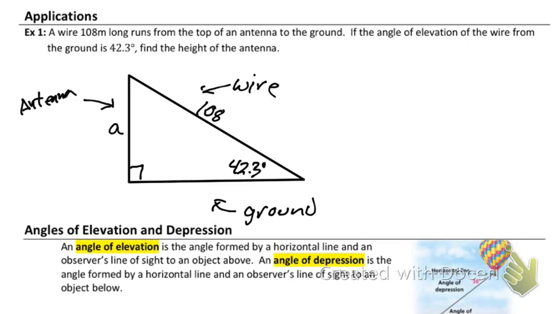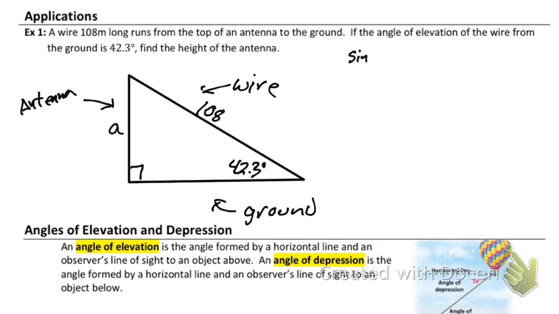Now, in almost all of these problems, all you have to do is look at the angle they named and look at the two sides that were given or asked. Well, I have 42.3 degrees. A is opposite it, and 108 is my hypotenuse. So we should think opposite, hypotenuse. What trig function gives you opposite and hypotenuse? Yeah, sine.